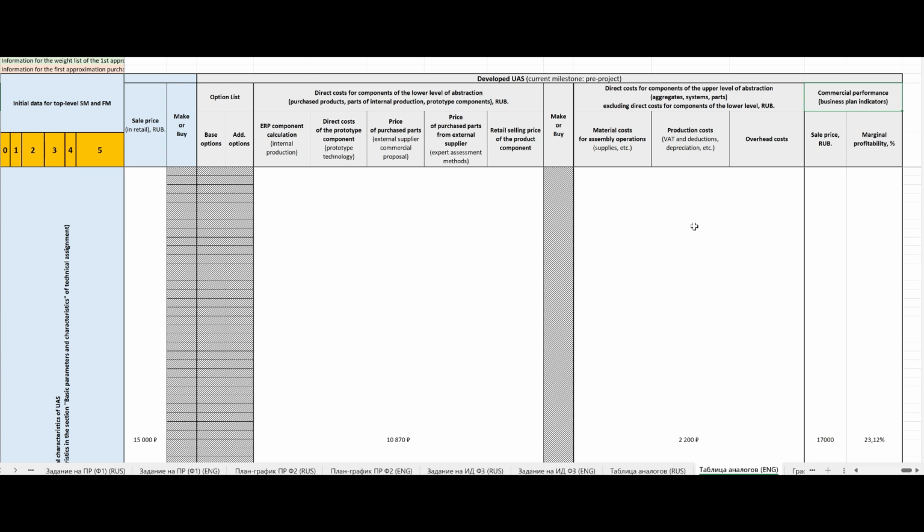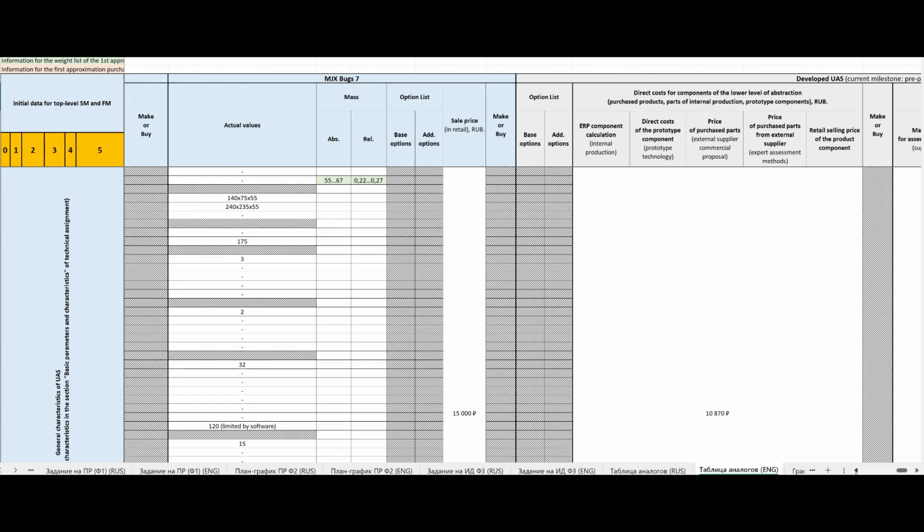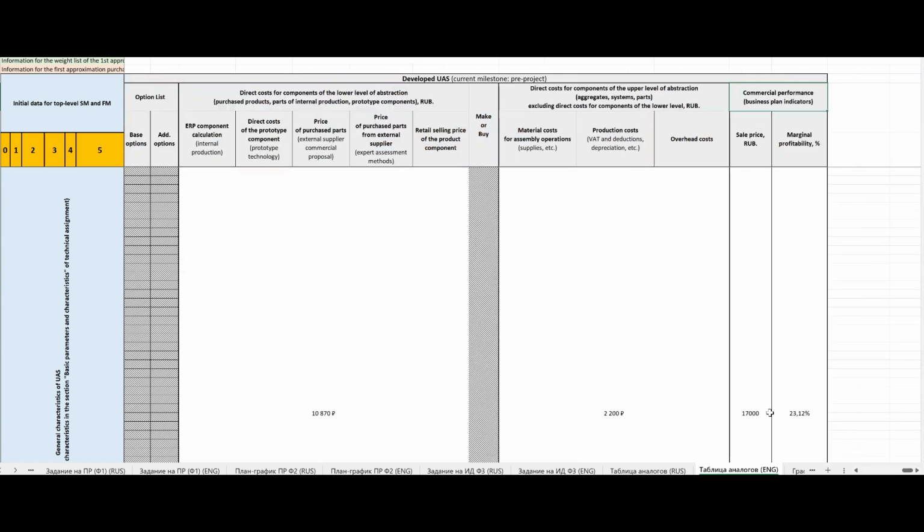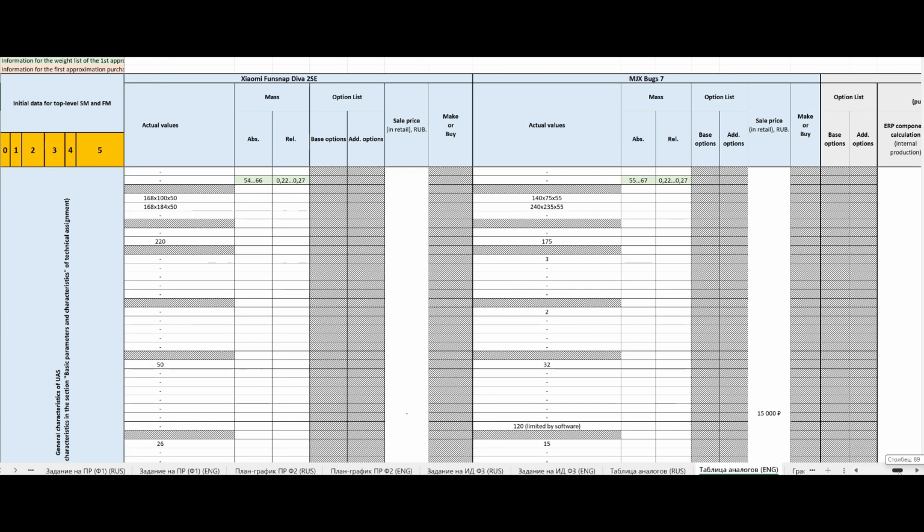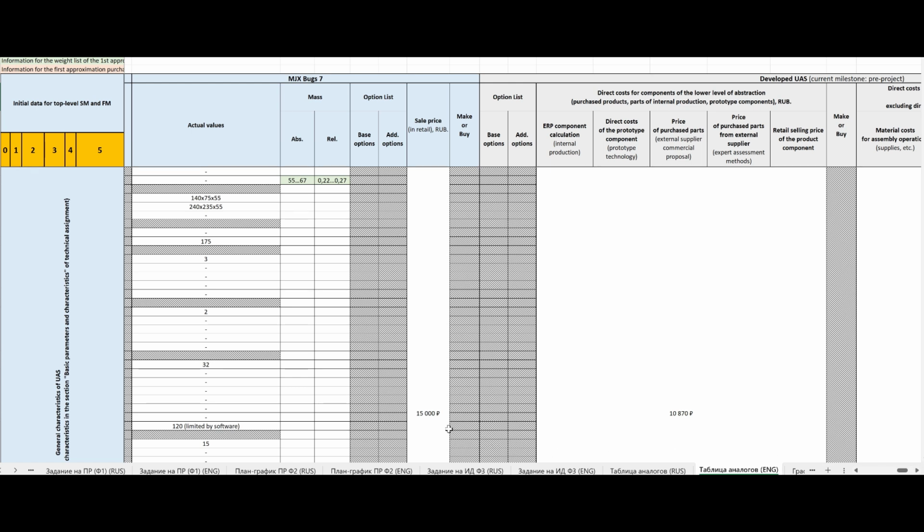filled with data available from open sources in accordance with the business plan, the target sales price. In accordance with the business plan, the target sales price of 70,000 rubles is entered in the table, and respectively the analog closest in design and composition of the equipment. In this case, it will be MGX Box 7 with a sales price of 15,000 rubles, which is now presented on the screen.